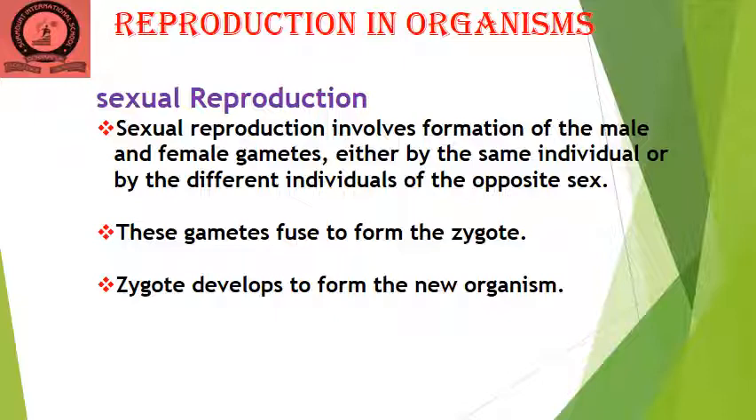Sexual reproduction involves formation of male and female gametes, either by the same individual or by different individuals of the opposite sex. These gametes fuse to form the zygote. Zygote develops to form the new individual or new organism. One thing is clear from this: formation and fusion of gametes occur in sexual reproduction.